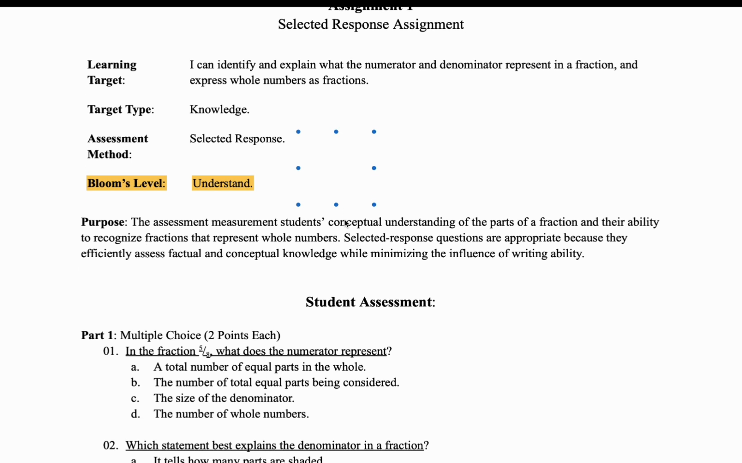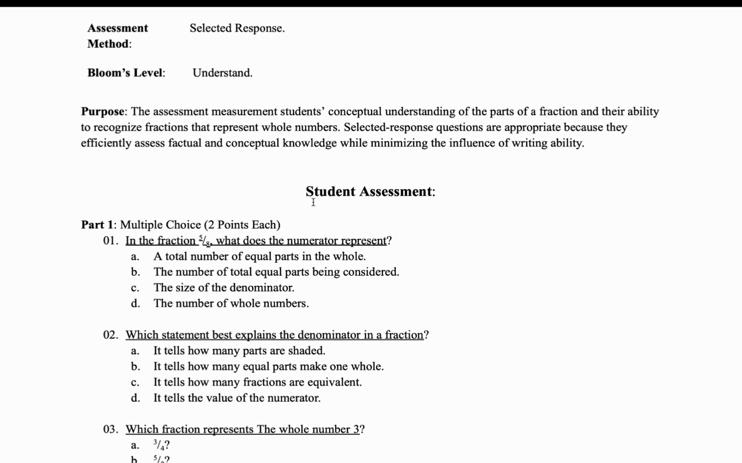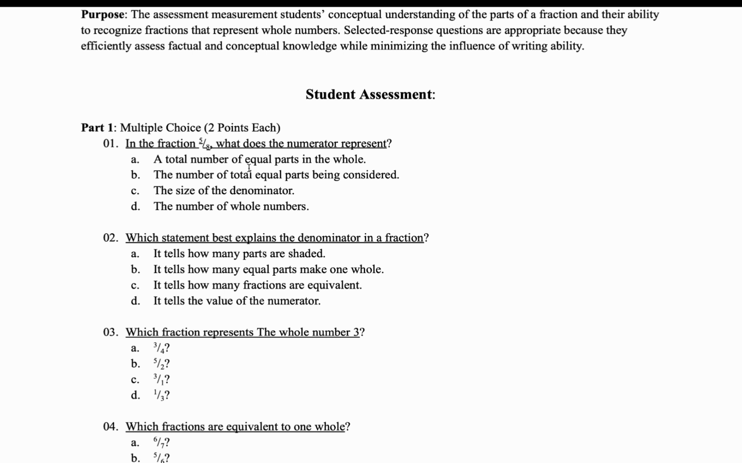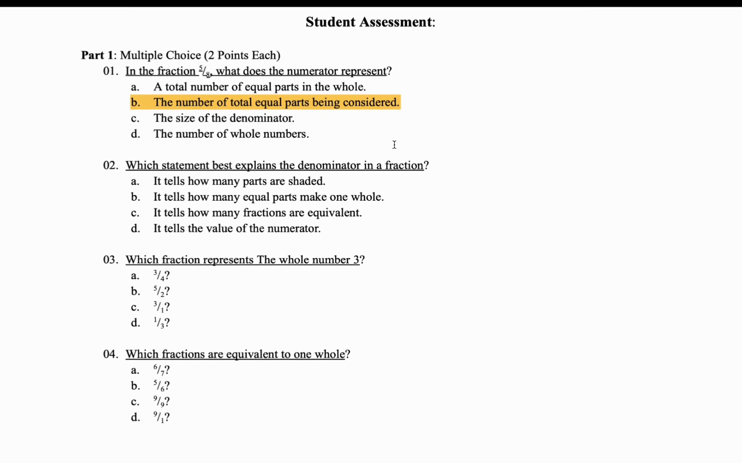So the assessment includes multiple choice, multiple select, and short selected response questions. And these questions assess whether students understand the role of the numerator, the role of the denominator, fractions that represent one whole, and how whole numbers can be represented as a fraction. So for example, students are asked what the numerator represents in 5/8. The correct answer is that it represents the number of parts being considered. So these ones are examples of multiple choice, where each correct answer would be 2 points each.